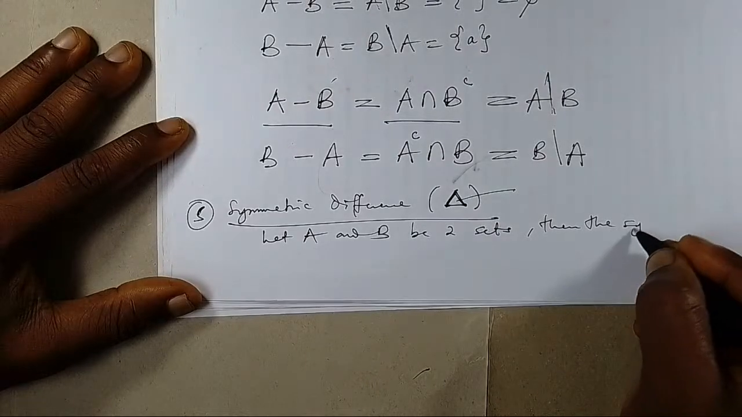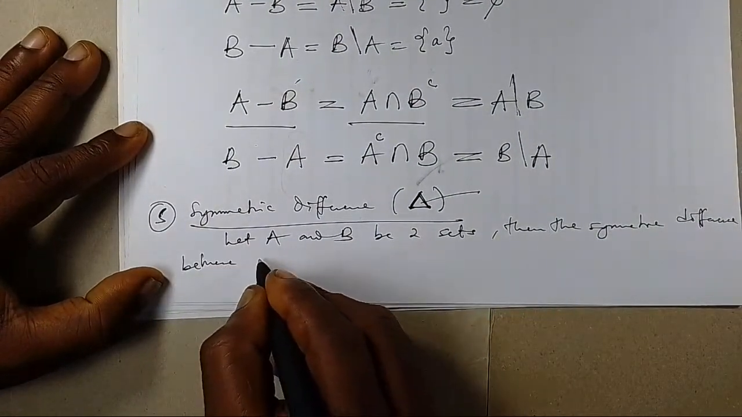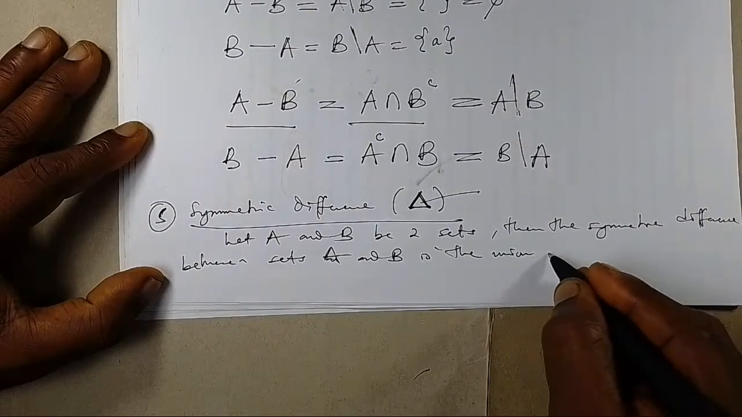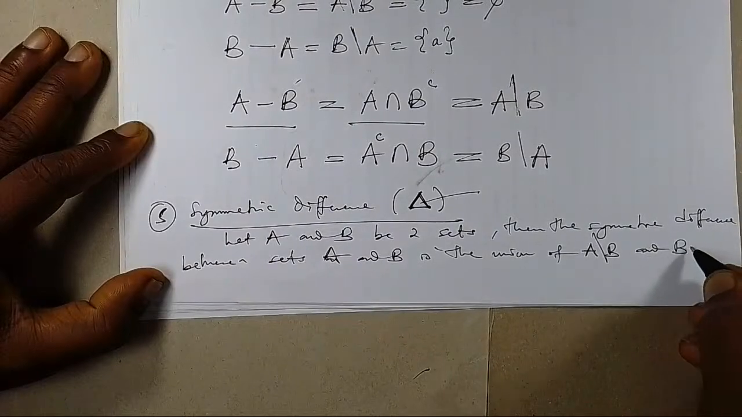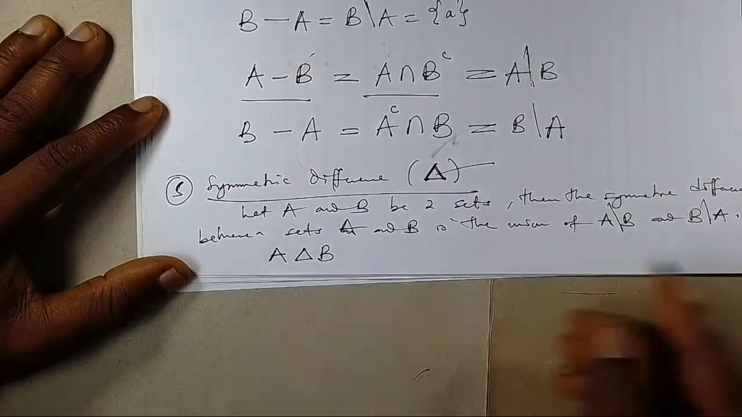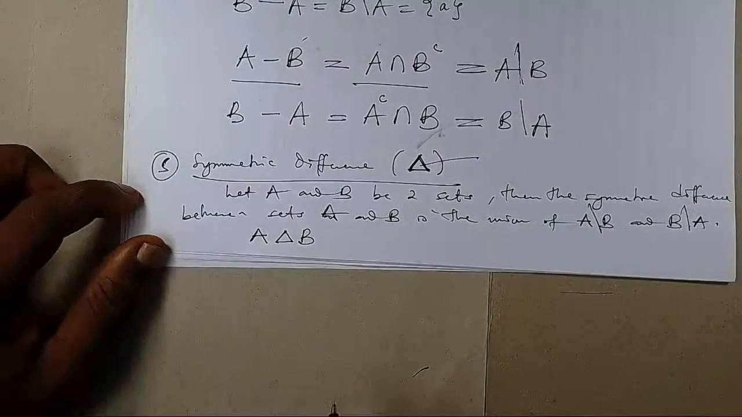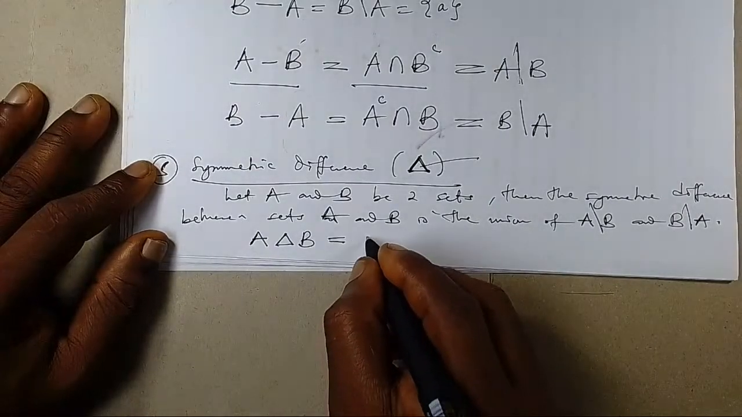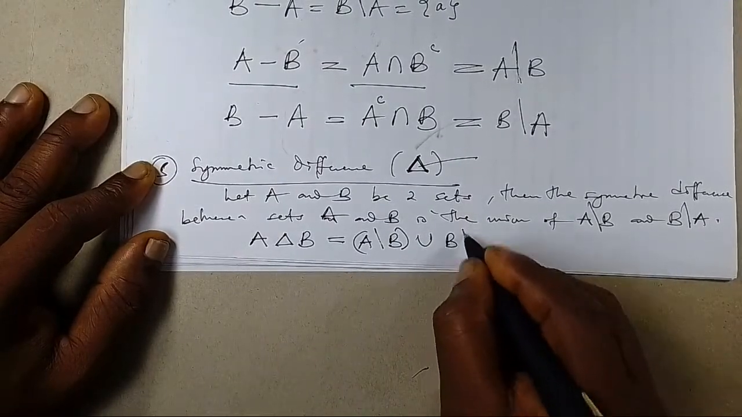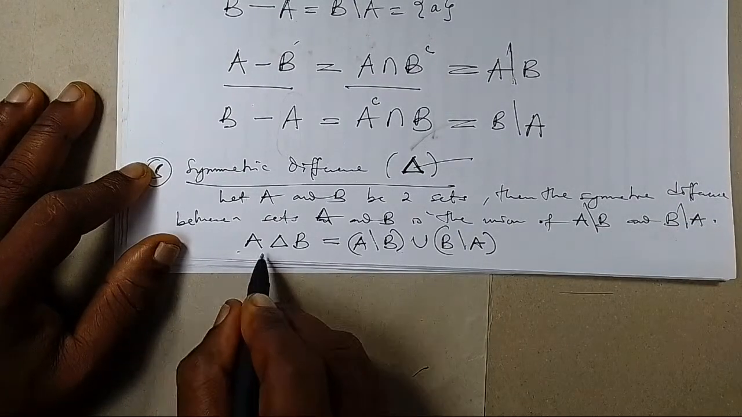Then the symmetric difference between sets A and B is the union of A minus B and B minus A. So it means that the symmetric difference of A and B, written as A delta B, is equal to the set that contains the union of A minus B and B minus A. So if you unite A minus B and B minus A, it will give you what we call the symmetric difference of A and B.